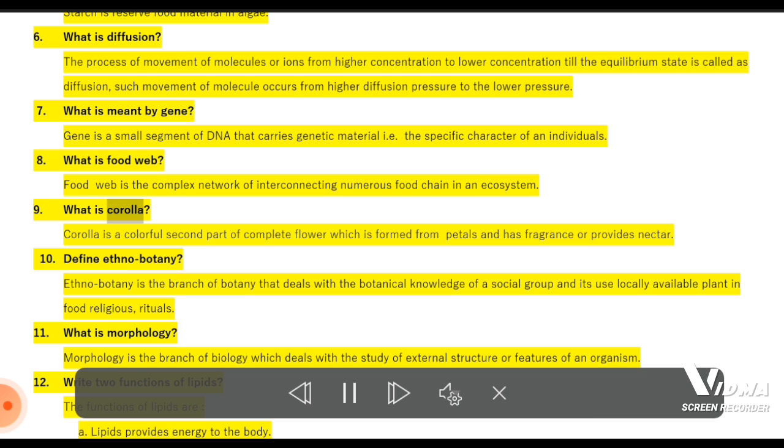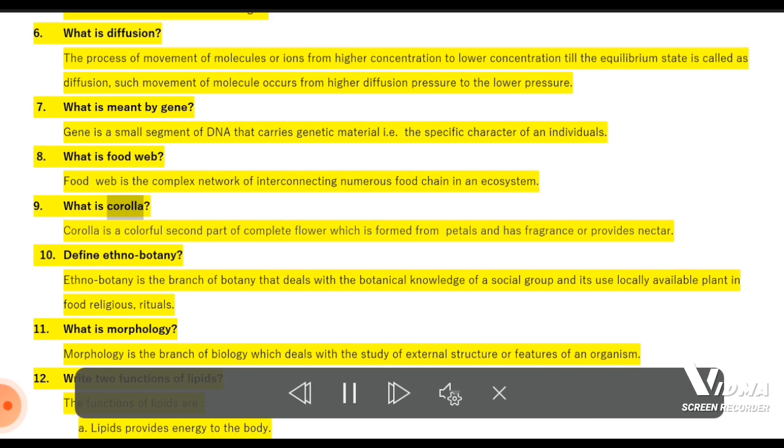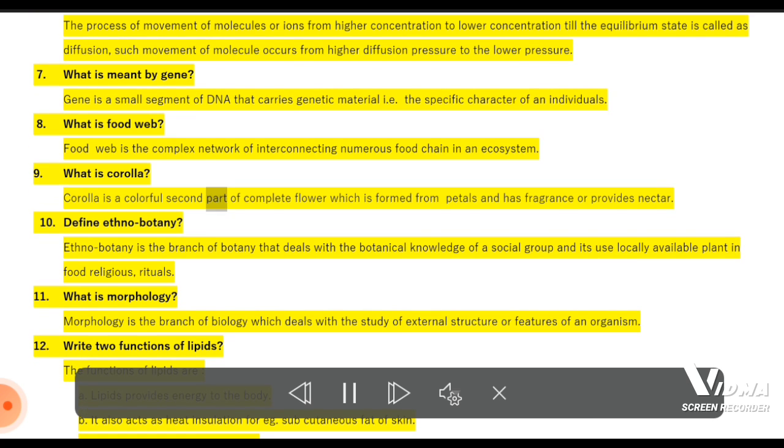9. What is corolla? Corolla is the colorful second part of a complete flower which is formed from petals and has fragrance or provides nectar. 10. Define ethnobotany. Ethnobotany is the branch of botany that deals with the botanical knowledge of a social group and its local use of available plants in food and religious rituals.